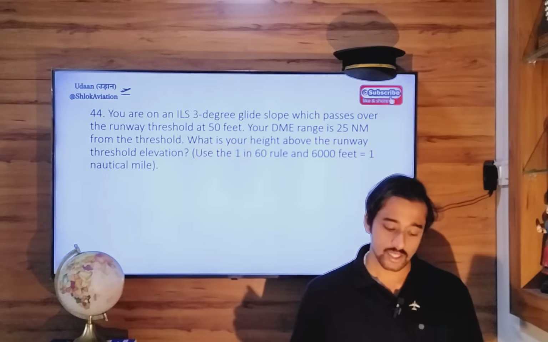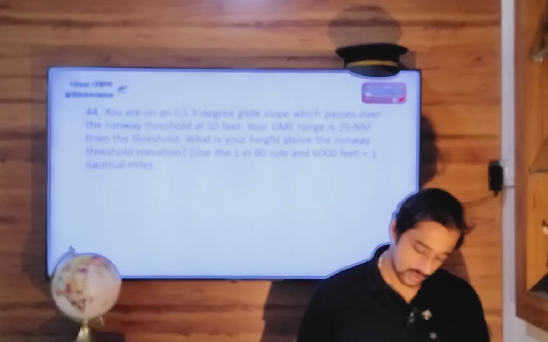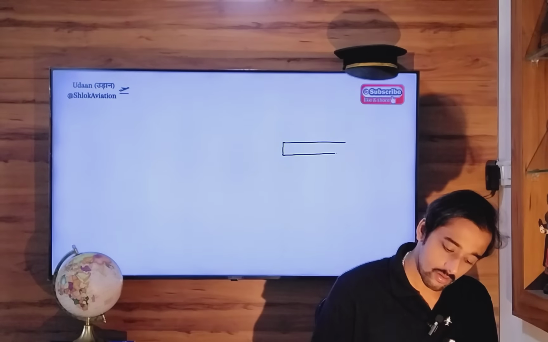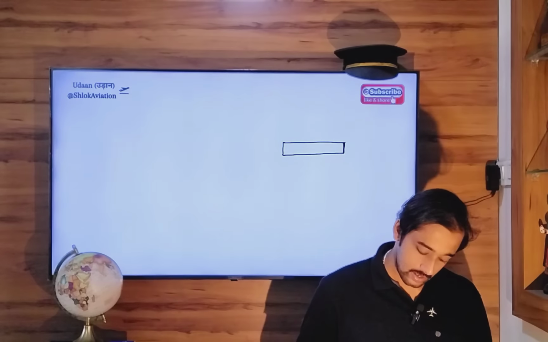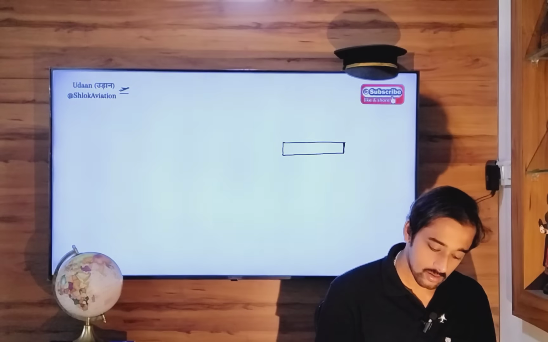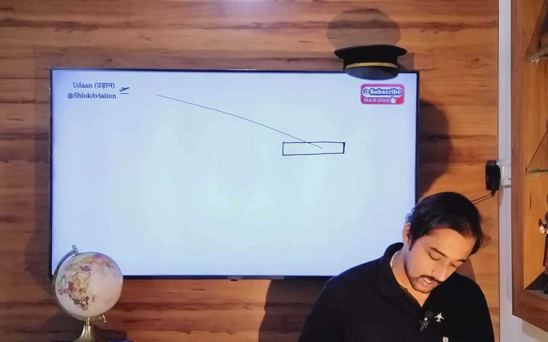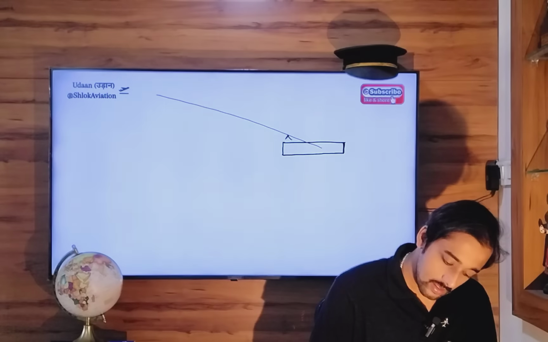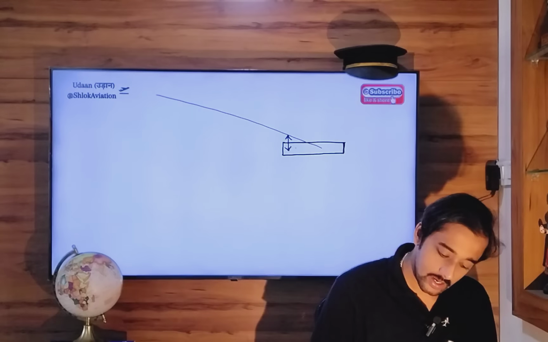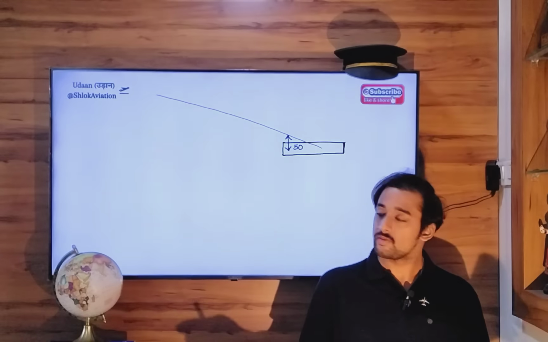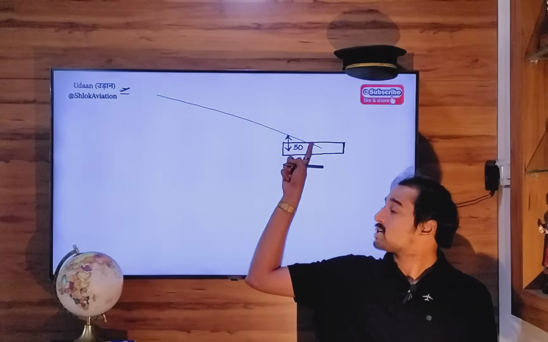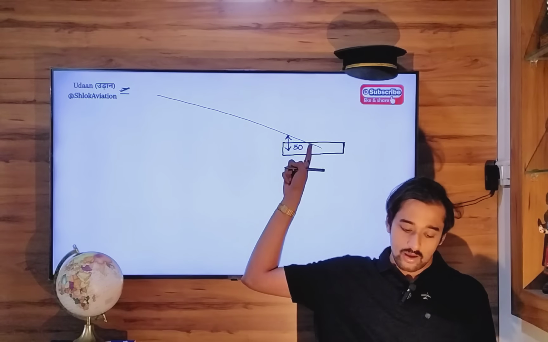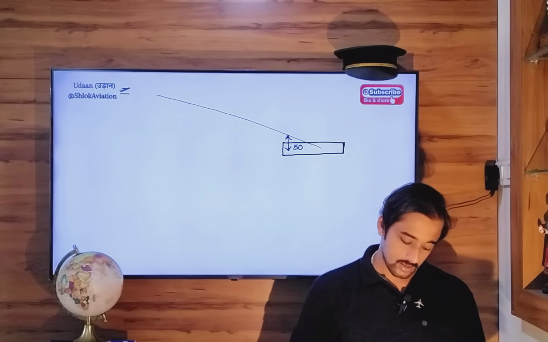You are on an ILS 3 degree glide path which passes over the runway threshold at 50 feet. So let's say this is your runway, and this glide path passes over the threshold of the runway at a height of 50 feet. The glide path will touch the runway in the touchdown zone. Over the threshold, it is 50 feet.